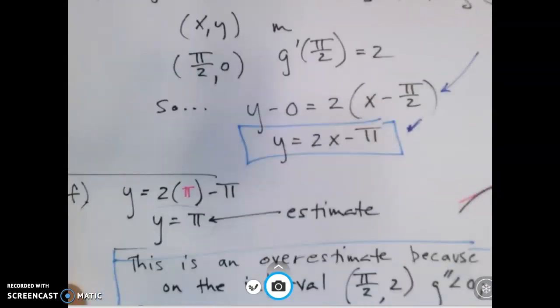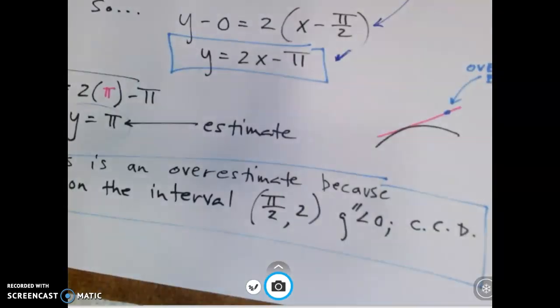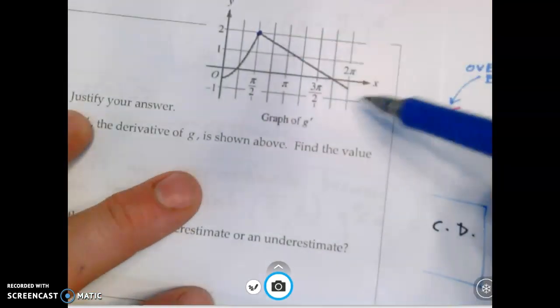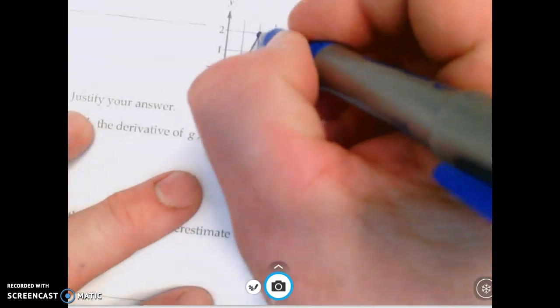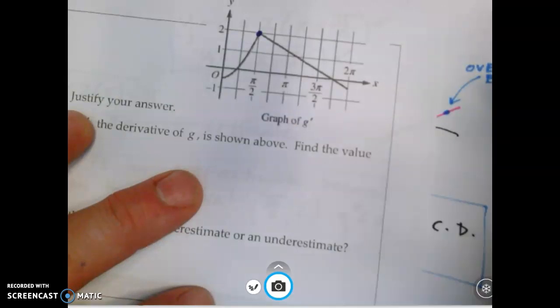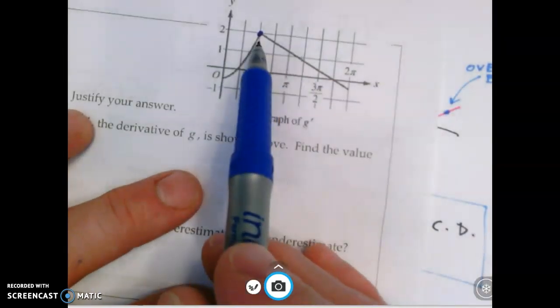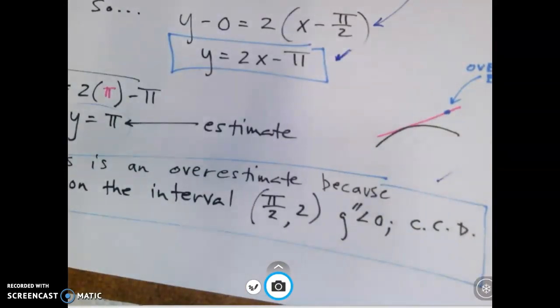And then it says it's an overestimate because g double prime is negative on the interval pi halves to 2. How do I know it's negative? Because g prime has a negative slope that whole way down there. Now, it is undefined at pi halves, but I'm not concerned what it is at pi halves. I'm concerned what it is on the open interval, pi halves to 2. So the fact that this is not differentiable at that point doesn't matter. And that's that.